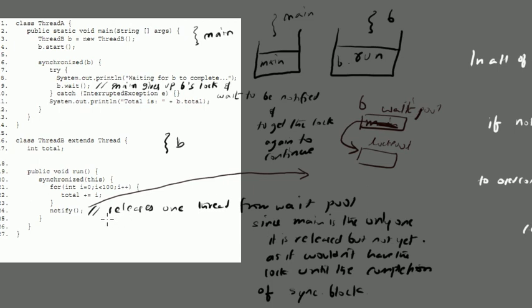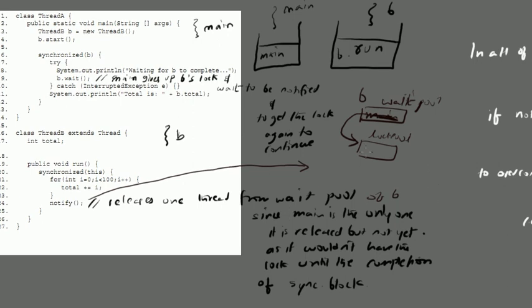So after calling notify, it releases one thread. The notify method releases one thread from the wait pool of B, right, and places it on the lock pool. So the main method would move to the lock pool and would wait here until it acquires a lock, and then proceeds executing the remaining code.